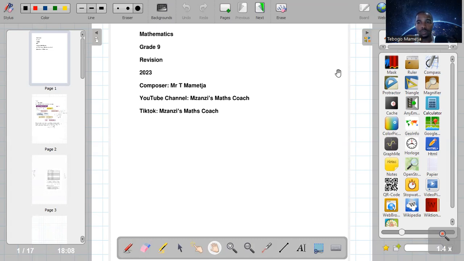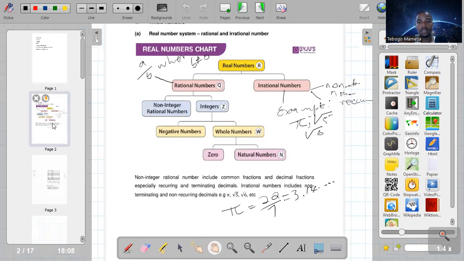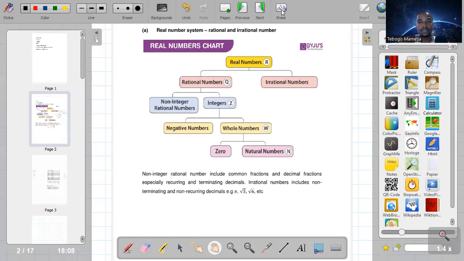All right, I'm going to go to the first page of the document. There we go. So let me start by erasing this. Like I said, the purpose of this lesson today is to look into the real number system. We're only going to look at the real number system, and there are some activities that we're going to do together in the next slides.